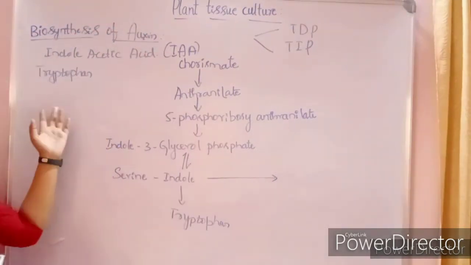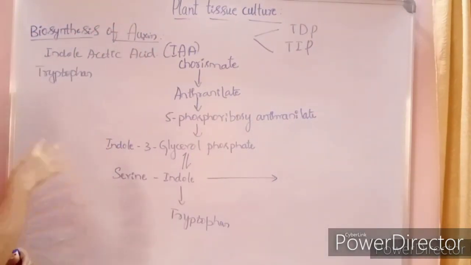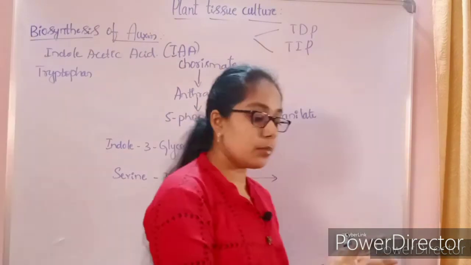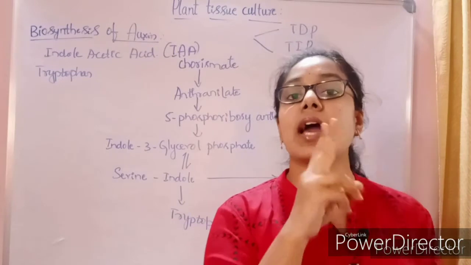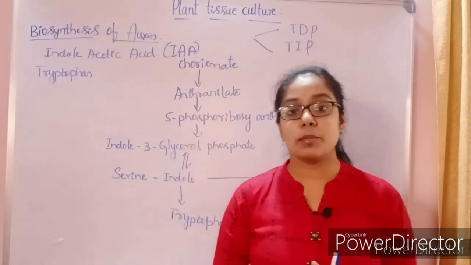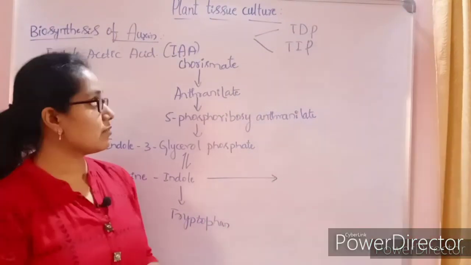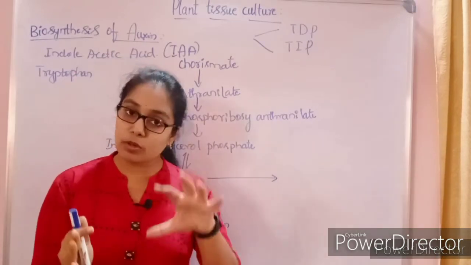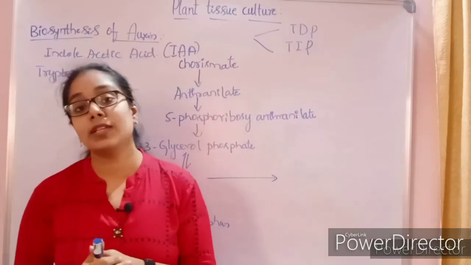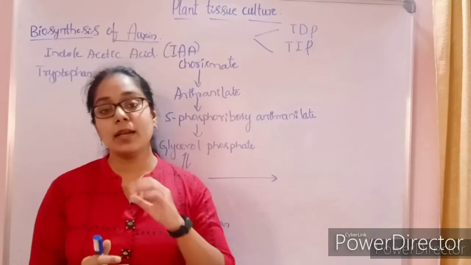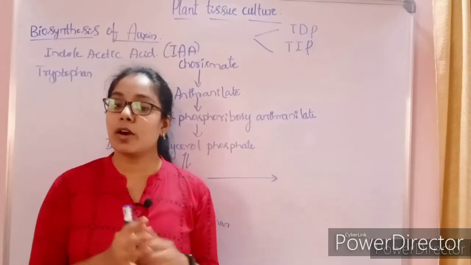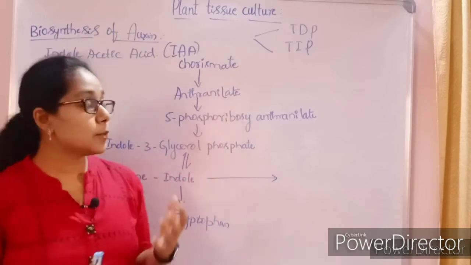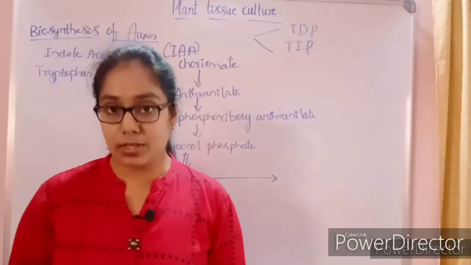Okay, so for the biosynthesis of the auxin we need a precursor. Here the precursor is tryptophan. For the biosynthesis of the auxins, we have two different biosynthetic pathways. The very first one is the tryptophan dependent pathway, where tryptophan is involved in the production of the auxin, and the second is the tryptophan independent pathway, where there is no requirement of tryptophan for the production of the auxin. Let's see the tryptophan dependent pathway first.